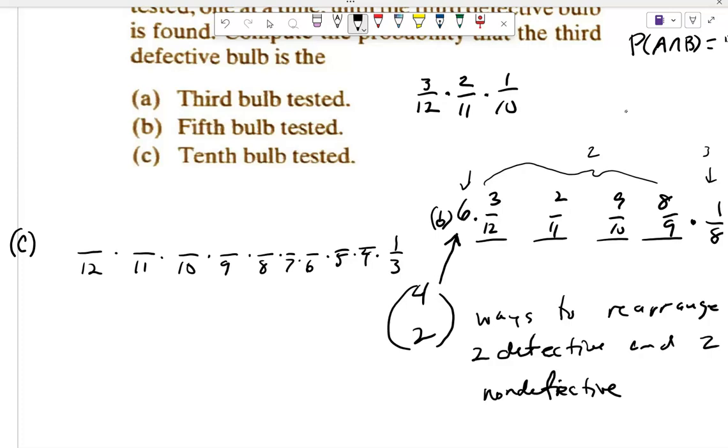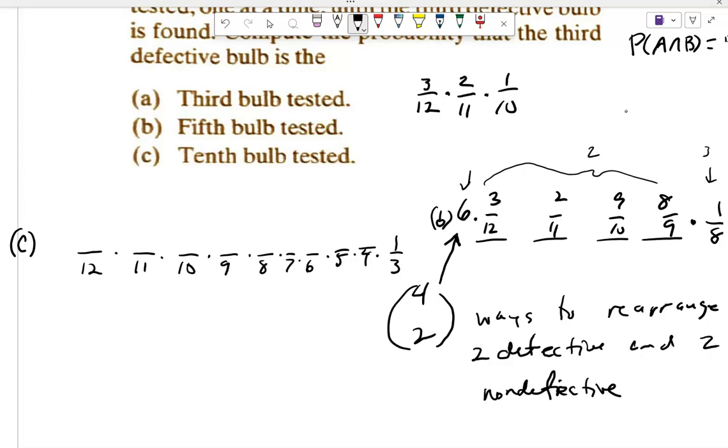So I start with 12 balls. Each time I pull 1, I get 1 fewer. That's the conditional part, right? I've already pulled 1 out, I have to pull another one out. I shrunk my sample space. So this is 1, 2, 3, 4, 5, 6, 7, 8, 9, and then the 10th ball was the fact of the 3rd bulb. I see you keep saying ball. Okay. All right.